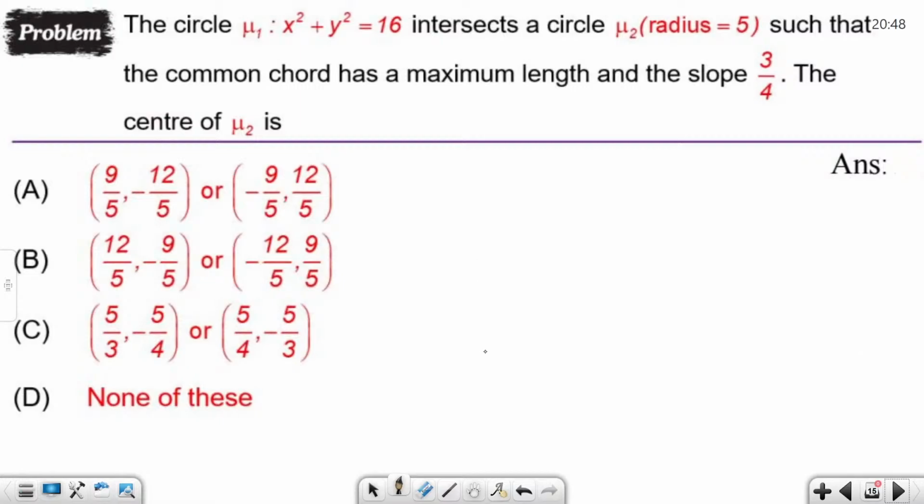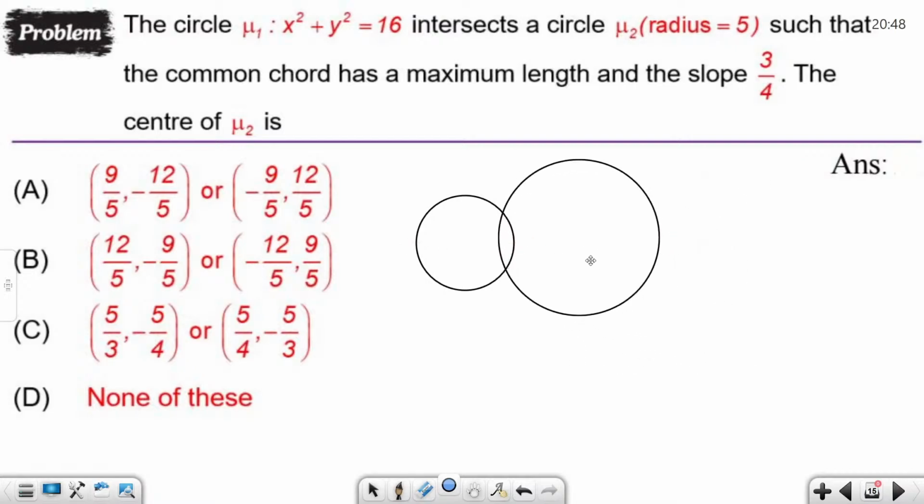The question says that there are two circles intersecting each other. The first circle is mu1 and the other circle is mu2.